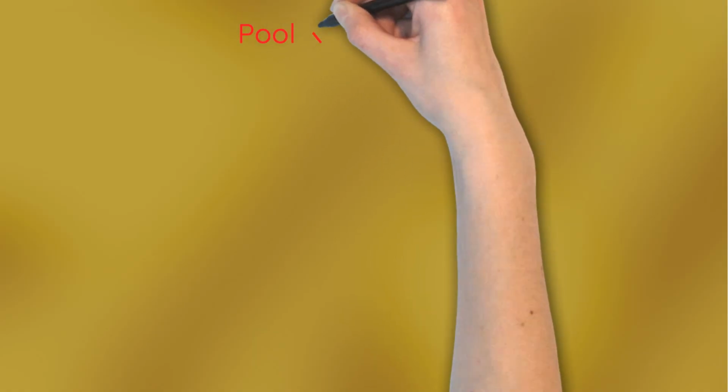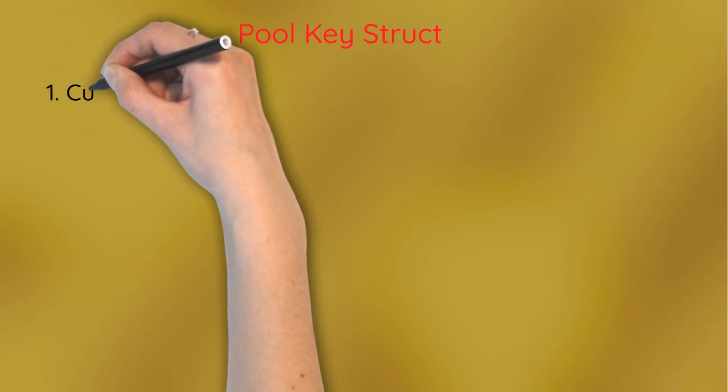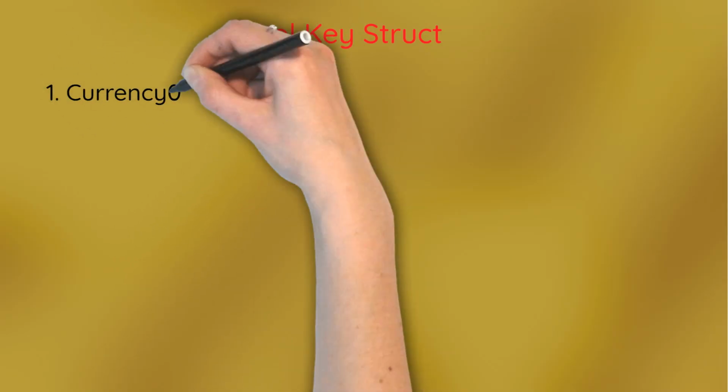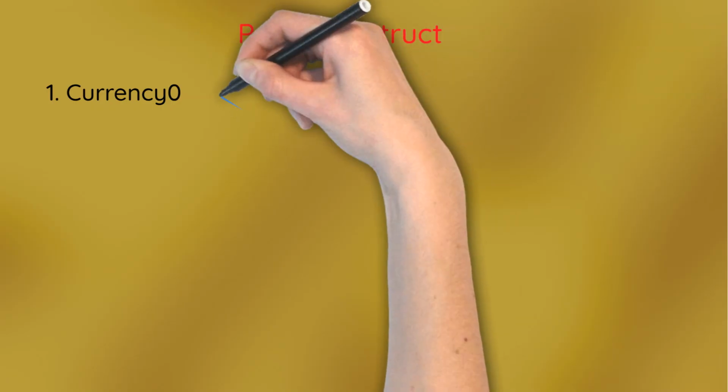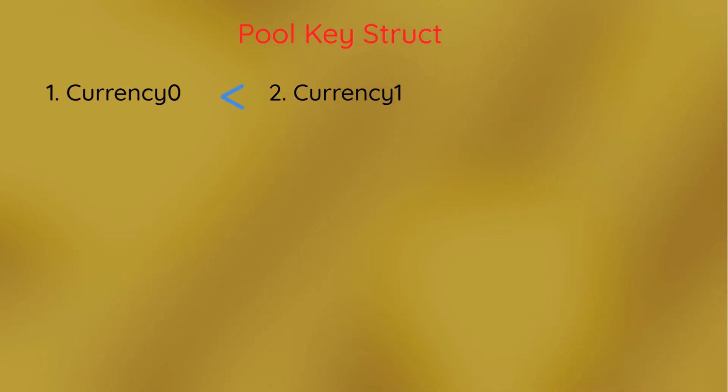Let's break down the pool key struct. It's the blueprint that defines every pool in Uniswap 4. Every pool starts with two tokens or currencies, and in version 4 it requires that the currency with the lower address be currency 0 and the currency with the higher address be currency 1. That's to ensure consistency and prevent duplicate pools that have the same currency but in a reverse order.